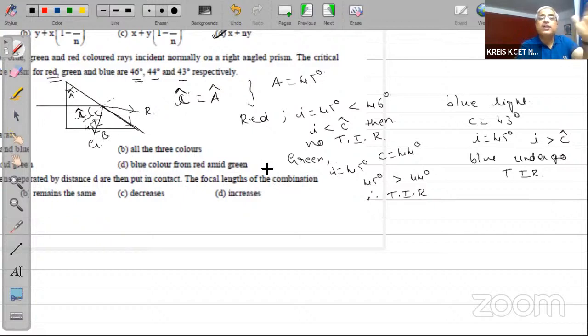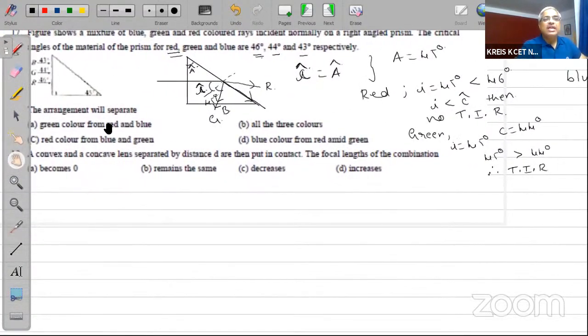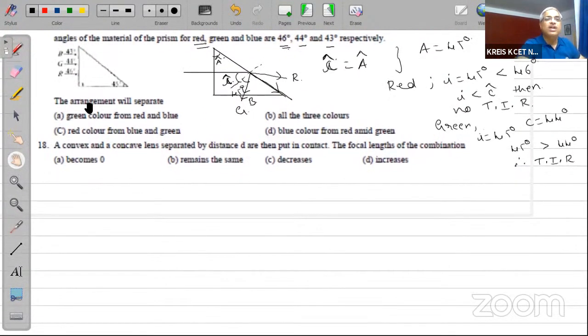So green and blue colors stay together, only red gets separate. So therefore what should be our answer, students? It will separate red color from blue and green. Blue and green go in the same direction and do not separate. Only red is separate. So the answer to this must be C. Okay, I should therefore choose C to be the right option in this case. A very nice question. It can be confusing, you have to be very careful here. Green and blue both undergo total internal reflection, only red refracts and comes out.